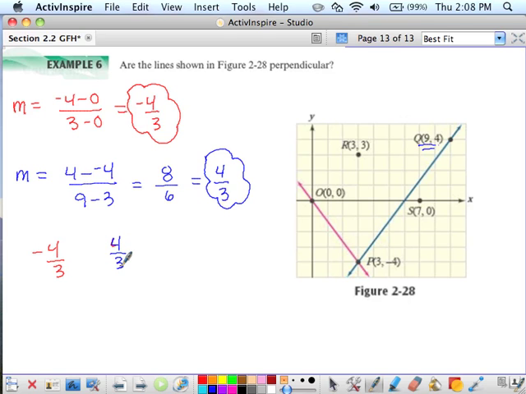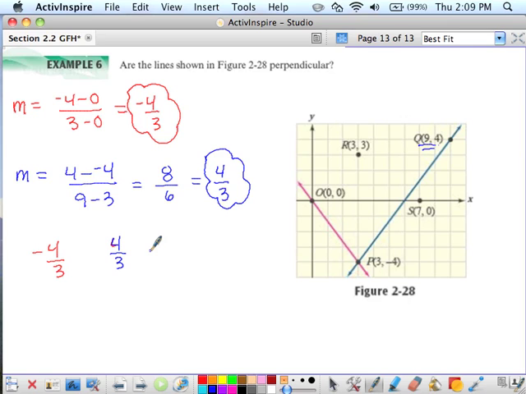They are opposites. One is negative, one is positive, but they're not reciprocals. In order for these two things to be opposite reciprocals, the second one would need to be positive 3/4, not positive 4/3. So we know right now that these two lines are not perpendicular.